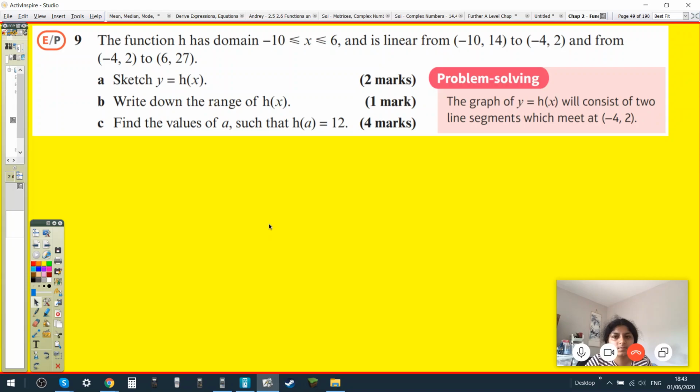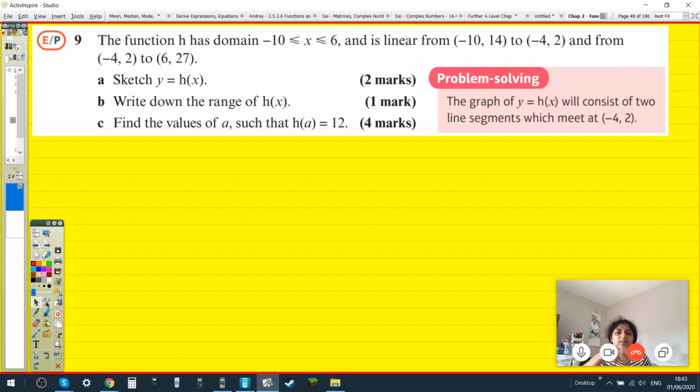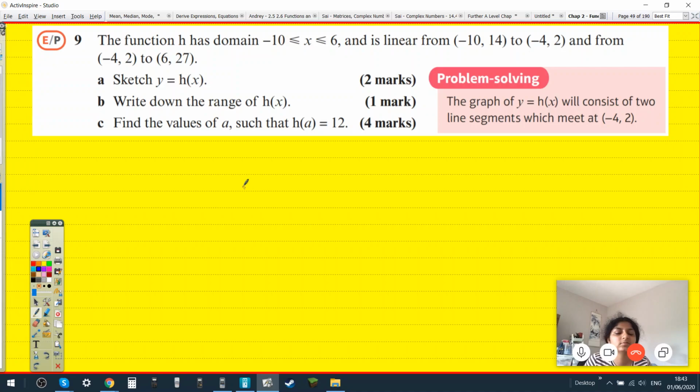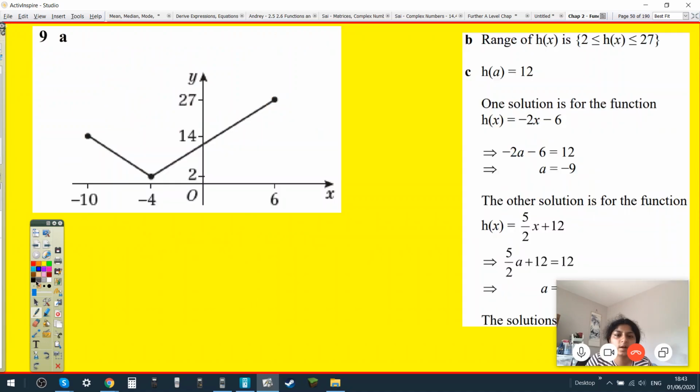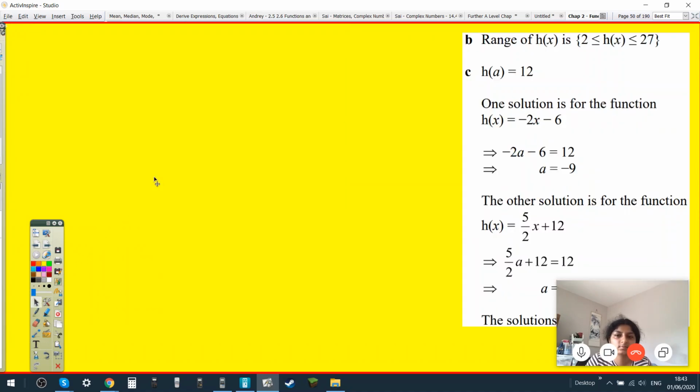Okay. So you just draw a line connecting those 3 points, because it's basically the same. And I'll test you. So from minus 10 to 6. So minus 10, 14.